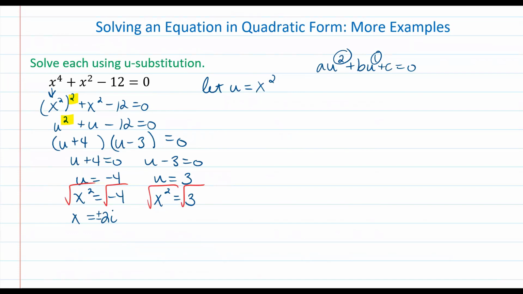The second equation is going to result in x is equal to plus or minus the square root of 3. And oftentimes we don't actually calculate the square root of 3. We'd like to leave it as the square root of 3 because it is exact. So again, check your directions. If it says find all real solutions, then all you would answer with is plus or minus the square root of 3. If it says find all complex solutions, then you would give all 4 solutions.